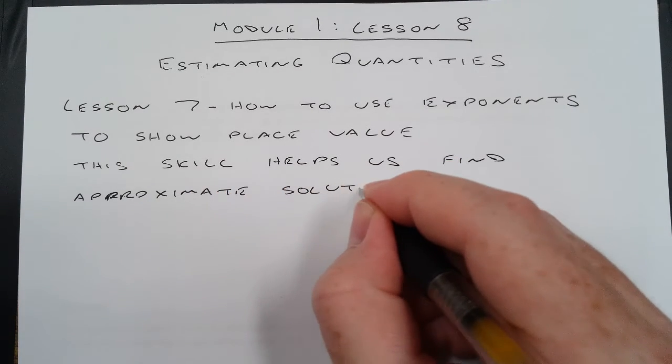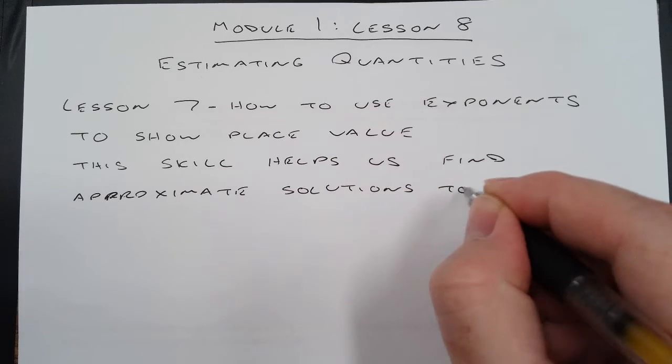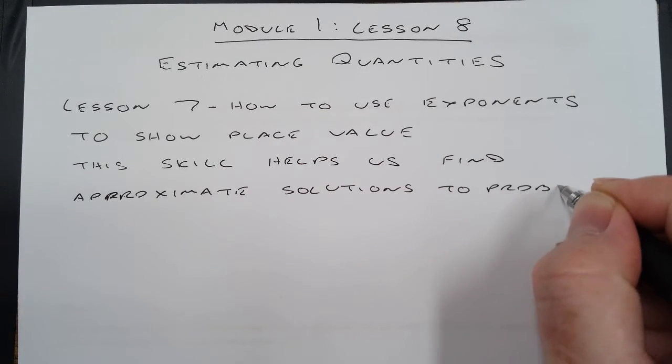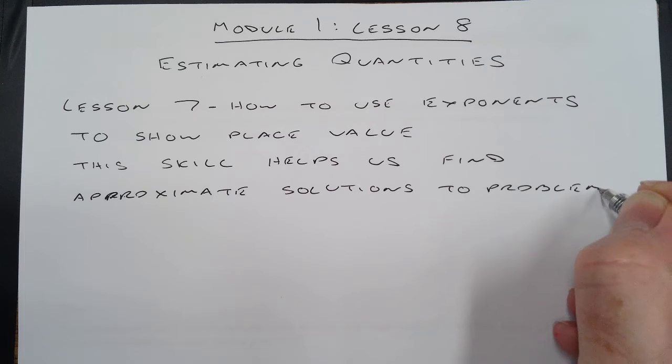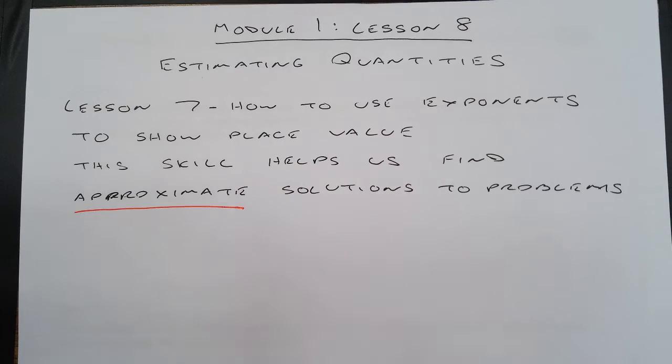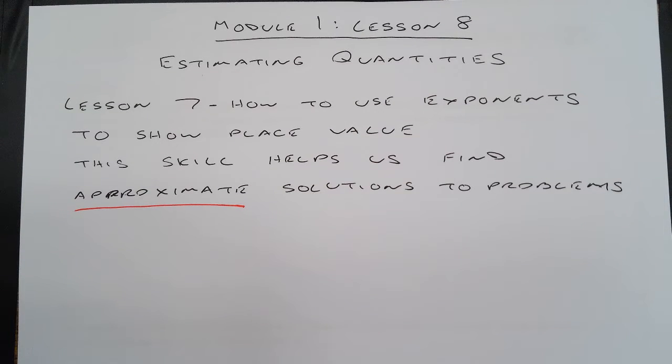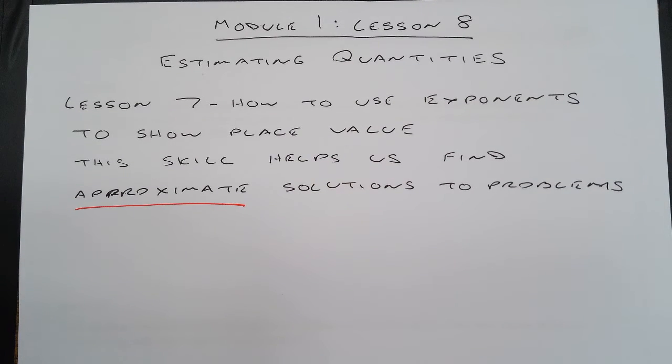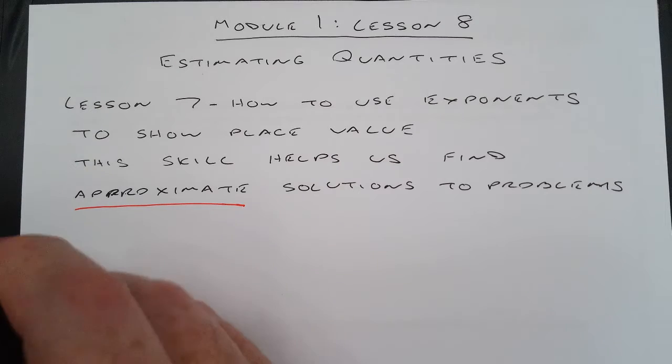to problems. Now, the word approximate is the same one as estimate or about. It means close, not exact. Now, of course, the closer you are, the better it is. But approximate, you just have to get close. You don't have to be exactly on the ball. So let's look at an example.